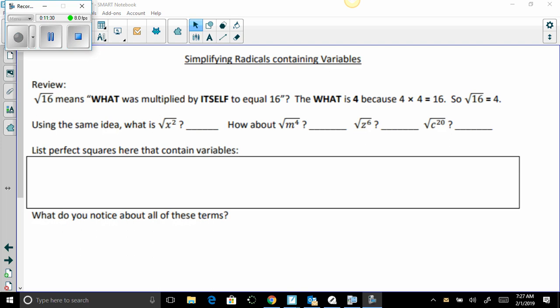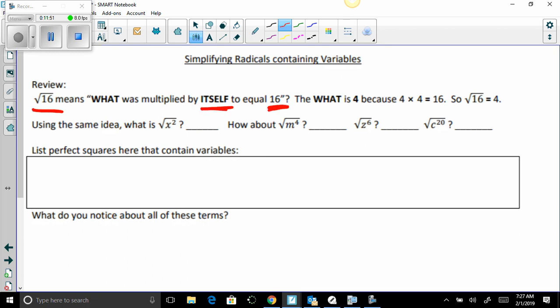Alright, so of course it's not going to stay that easy, it's going to go further. We really need to worry about simplifying radicals with variables. What we previously did was kind of a review, we've looked at that before, now we need to worry about the variable part. The square root of 16 means what was multiplied by itself to equal 16? What number times itself gave me 16? Well, that number was 4. So that is where I got the square root of 16 is 4.